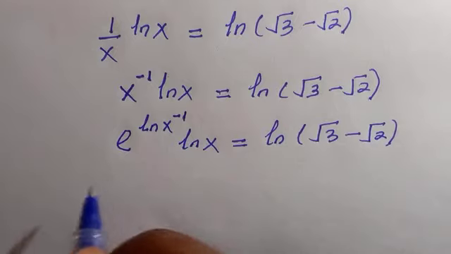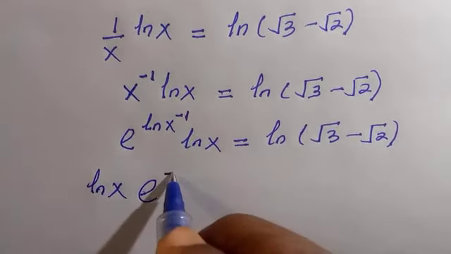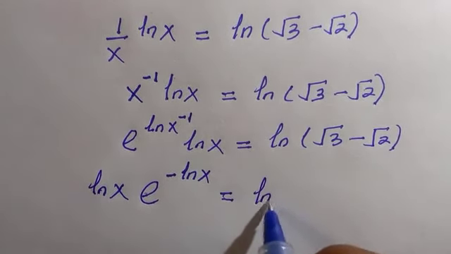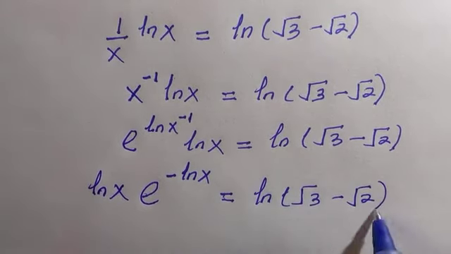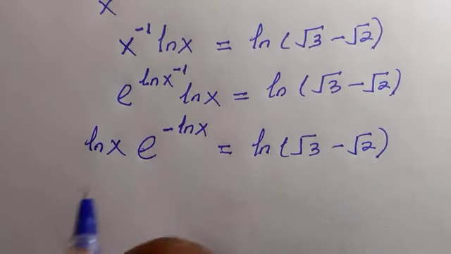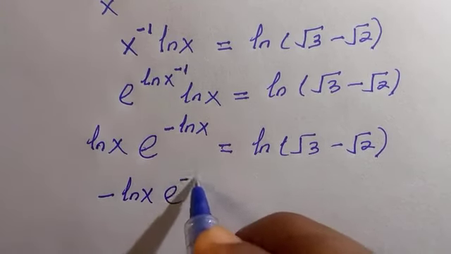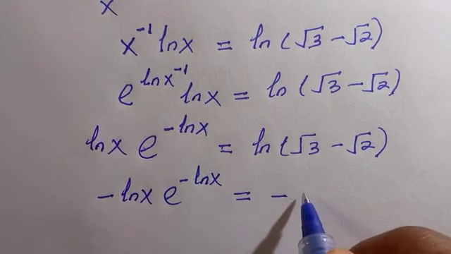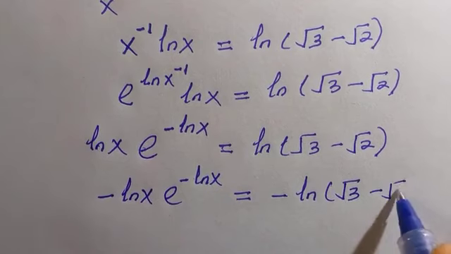So suppose I let ln of x stay. So we have this as ln x, exponential minus ln x. So I take the negative 1 back to the ln. So that's what we have there, and we have this as ln of root 3 minus root 2. The power of this exponent is negative. So if I try to introduce a negative throughout, we have negative ln x times e raised to the power of minus ln x equals negative ln of root 3 minus root 2.